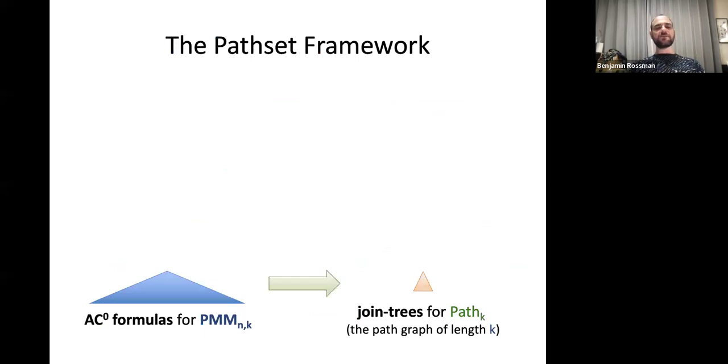So those are some upper bounds, and we prove lower bounds in this work, using what's known as the path set framework that was introduced in previous work and further developed in this paper. So the path set framework, you can view it as an elaborate reduction starting from an AC0 formula that computes PMM_{n,k} and reduces it somehow to a join tree computing the path graph of length k. So a much simpler combinatorial object.